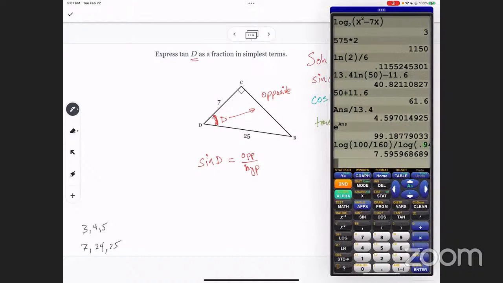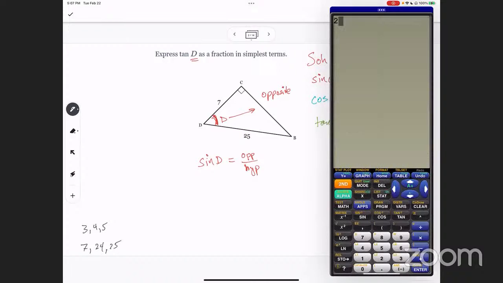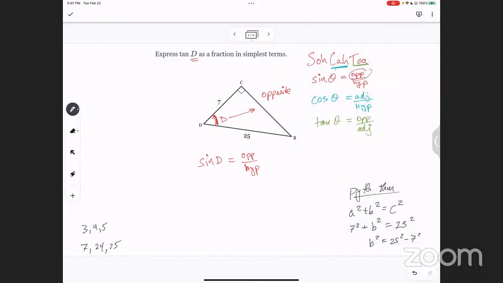I'm going to use my calculator. So 25 squared minus 7 squared equals 576. And if I take the square root of that, we get 24. Got it? It's not that hard. Do you see how that worked? So the opposite side is 24.